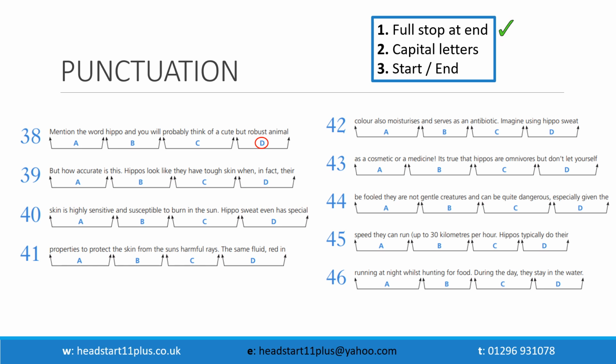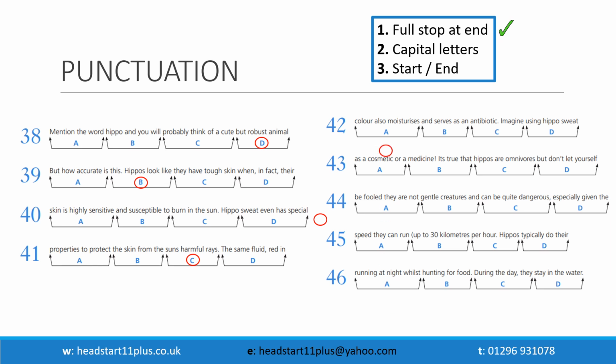Next one, for question 39. The answer is B. But how accurate is this? It's clearly a question, so that should have ended with a question mark as opposed to a full stop. 40, there are no errors, so well done if you got that one right. 41, C, we need an apostrophe for suns, from the sun's harmful rays.